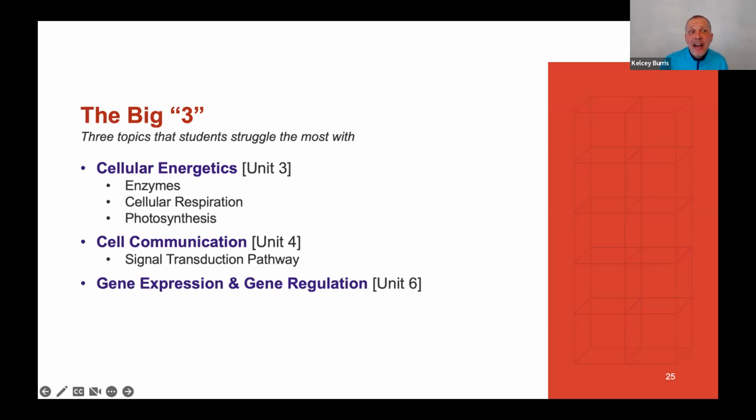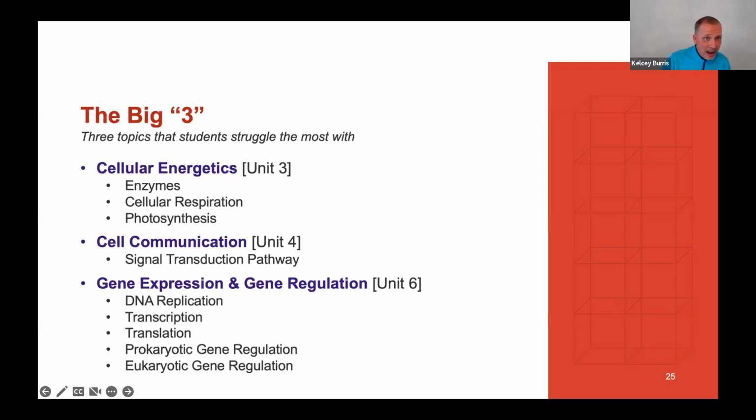If you notice, I did not put genetics in here. I put gene expression and gene regulation because it includes all the central dogma, right? DNA replication, transcription, translation, and then the two gene regulations, which are prokaryotes and eukaryotes. So do make sure you take a moment to focus on those. Now, the other things all connect back to it, but these are usually some of the bigger overarching concepts that students struggle with.